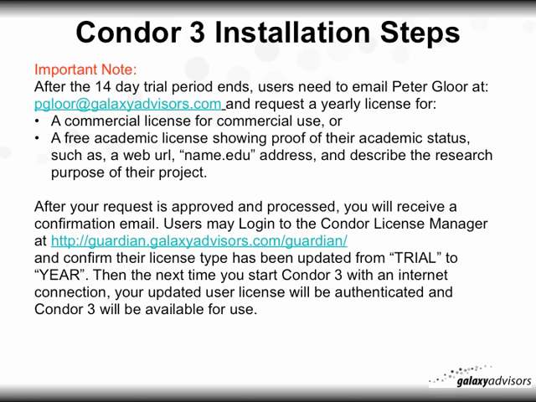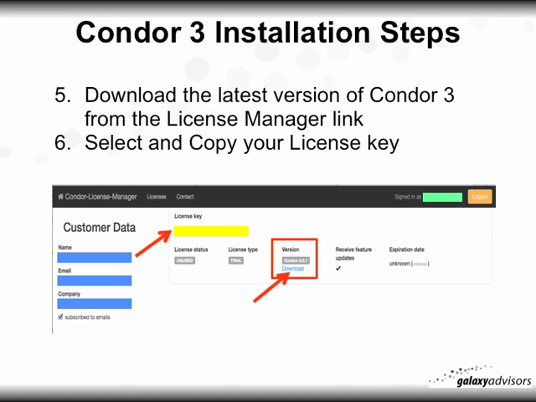Then the next time you start Condor with an internet connection, your updated user license will be authenticated and Condor 3 will be available for use. So coming back to the steps now, step 5, download the latest version of Condor 3 from the License Manager link. Select and copy your license key.